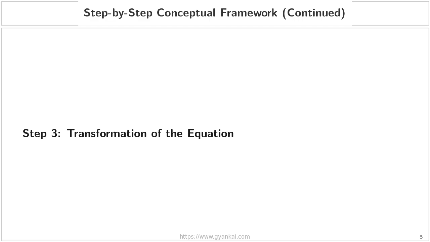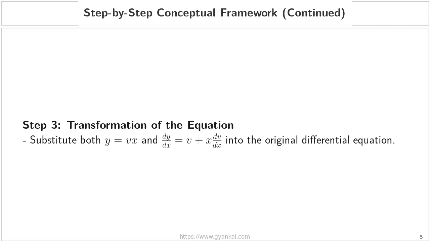Now that we have established our new expression for the derivative in the previous slide, let's move on to step 3, which is the transformation of the equation. At this stage, you are going to take everything we have prepared and plug it back into your original problem. Specifically, you will substitute both y equals v times x and replace the derivative, dy/dx, with our new expression, which is v plus x times the derivative of v with respect to x.